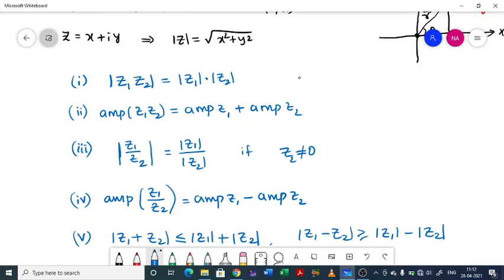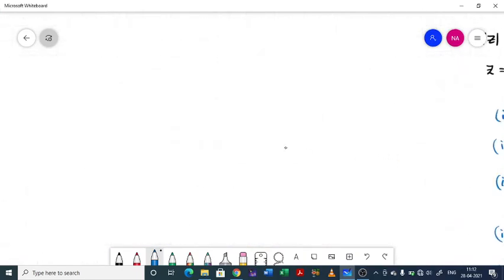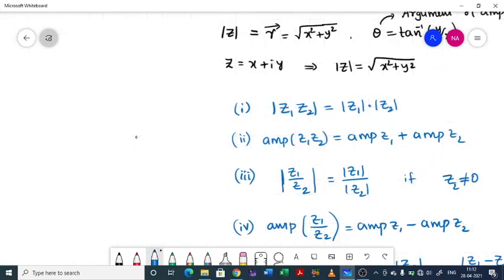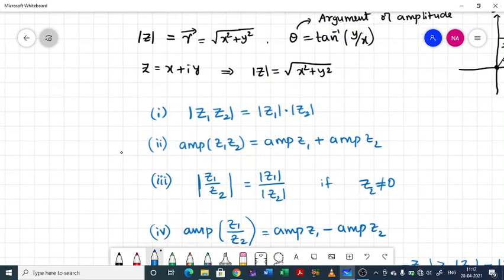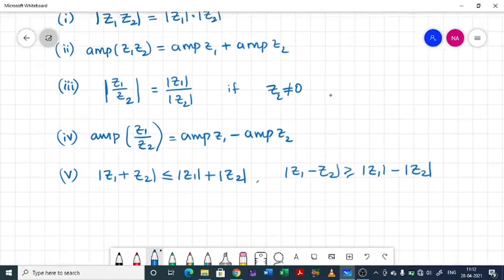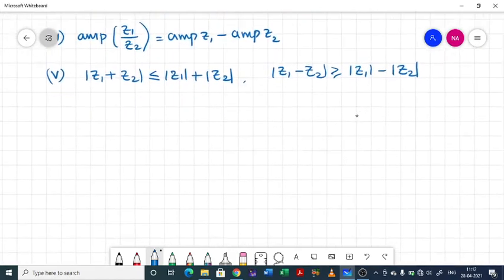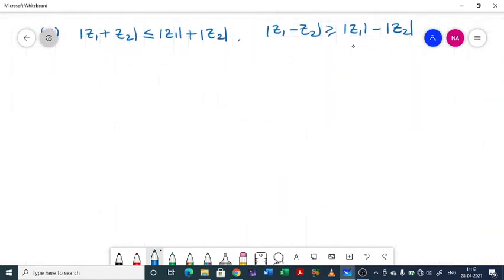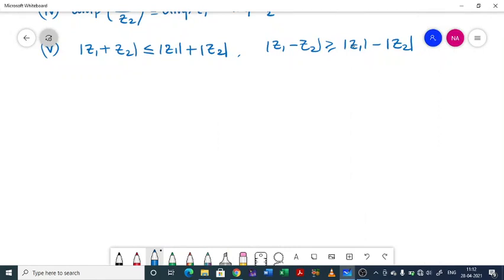So with this we shall wind up the discussion on complex numbers. Here our actual aim is to discuss concepts in complex functions, not complex numbers. Complex functions we have to discuss actually. So the basic thing we have discussed here. Next, let us move on.